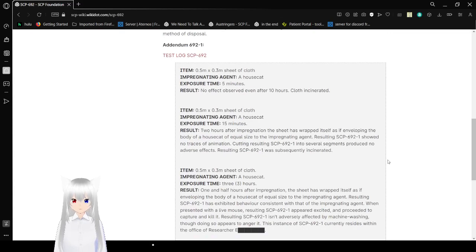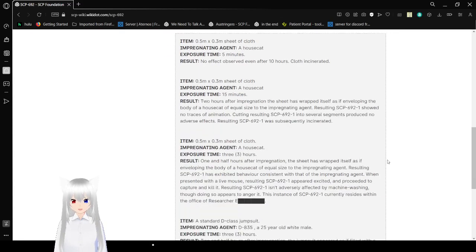Addendum 692-1, Test Log. SCP-692 Item: 0.5 meter by 0.3 meter sheet of cloth. Imprinting agent: a house cat. Exposure time: 5 minutes. Result: no effect observed even after 10 hours. Cloth incinerated.